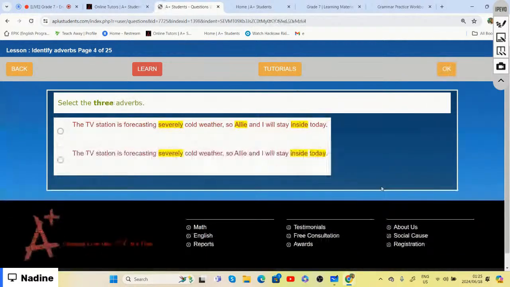All right, it says we need to select the three adverbs within the sentence. The TV station is forecasting severely cold weather, so Ali and I will stay inside today. We need to select the adverbs. Is it option one, which is severely, Ali, inside? Or is it option two, which is severely, inside, today?